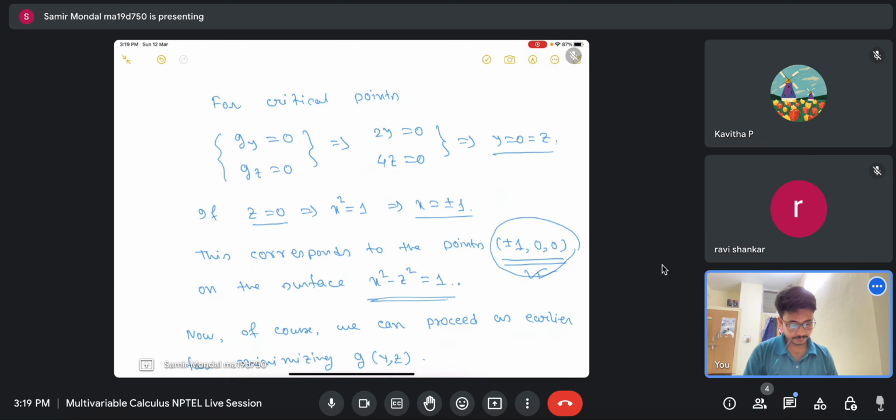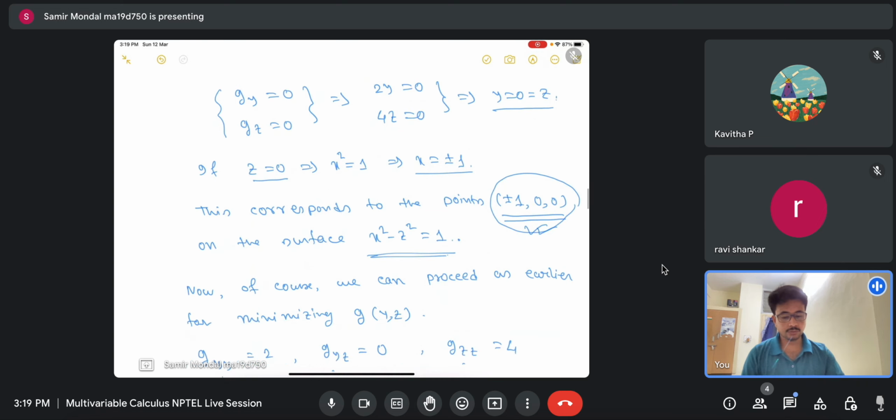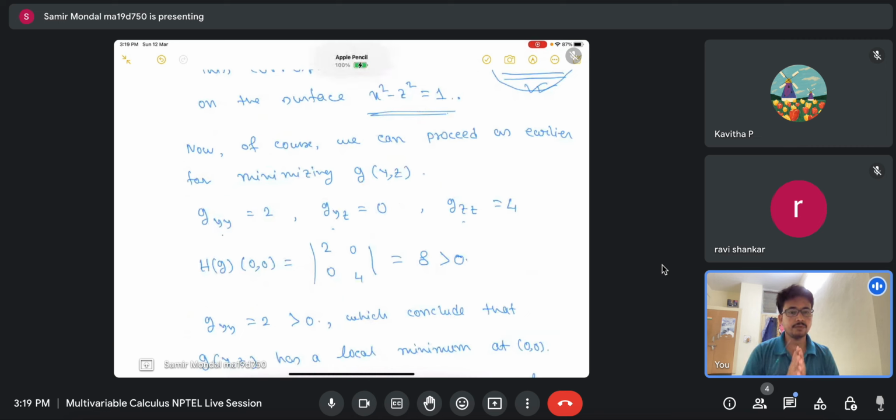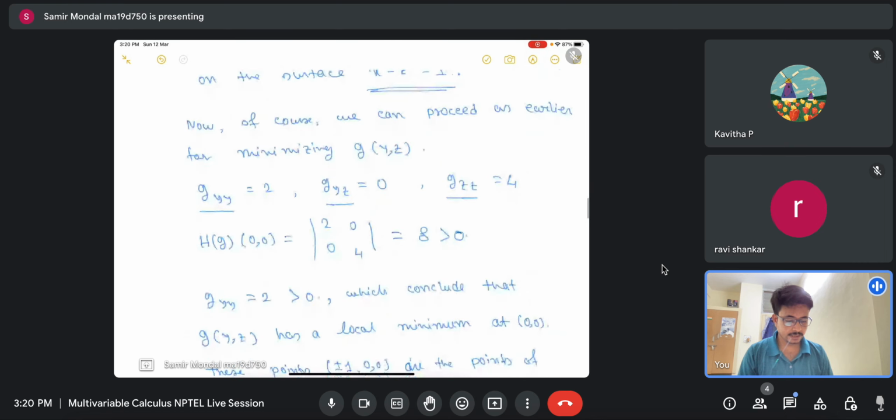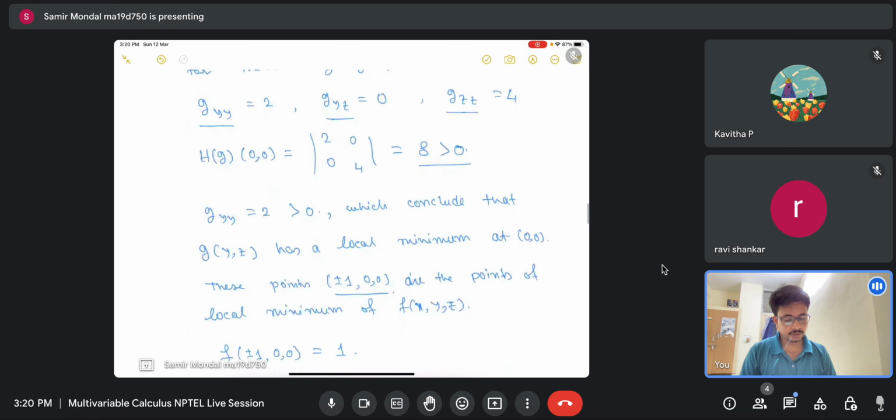So these are the critical points. Now we already know how to find the maximum and minimum of a two-variable function. We have the critical points, and we know that the maximum and minimum points are a subset of the critical points. So on these critical points we will get the maximum or minimum. Now go for g_yy, g_yz, g_zz and calculate the Hessian. The Hessian is positive. So what does this conclude? If your Hessian is positive, then we will go for the second derivative.